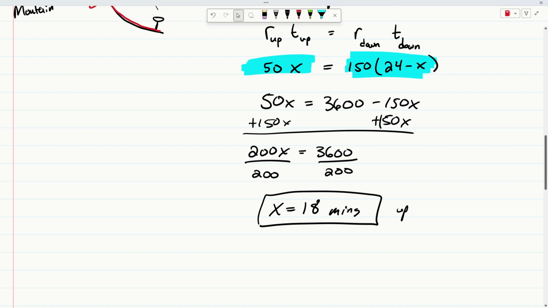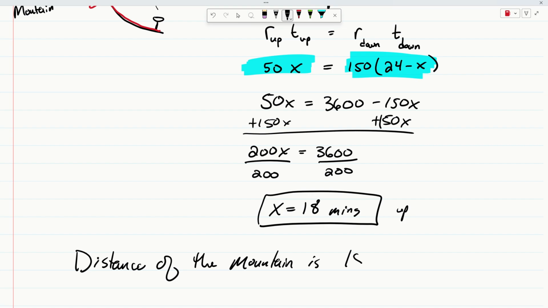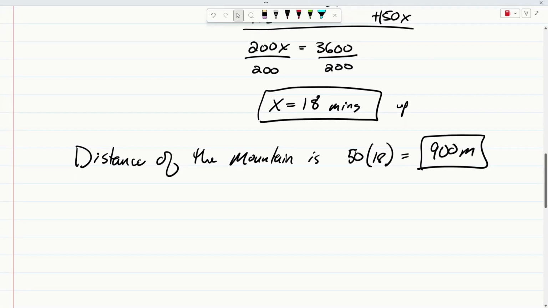So I'm going to do the easy one. The distance of the mountain is 18. Oh, sorry. Let me put it in numerical order. 50 times 18, because we went up the mountain at 50 meters per minute. So this is going to be 900 meters. And if you were to take 18, substitute it into the right side of the equation, you would get the same exact answer. All right? So there's that one.